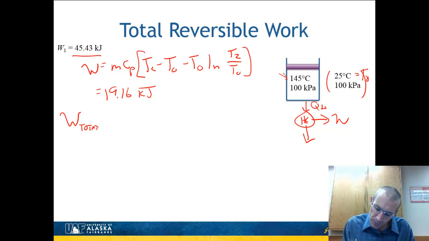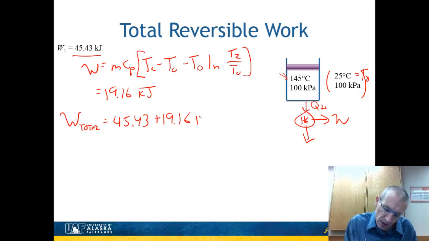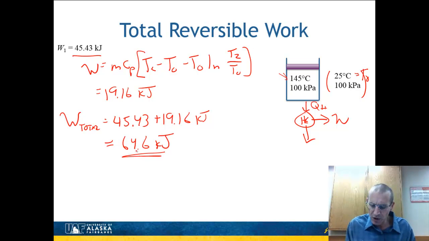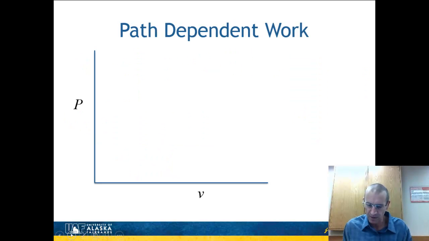So doing it this way, our total work is equal to this 45.43 we got in the first step, and the 19.16 kilojoules we get in the second step. And if I add those two numbers, I get 64.6 kilojoules. Now that is suspiciously close to the value I got last time, although I did it in an entirely different sequence of steps, going through some different intermediate parts as well. And that's pretty interesting, and I think at this point you see where we're going with this.